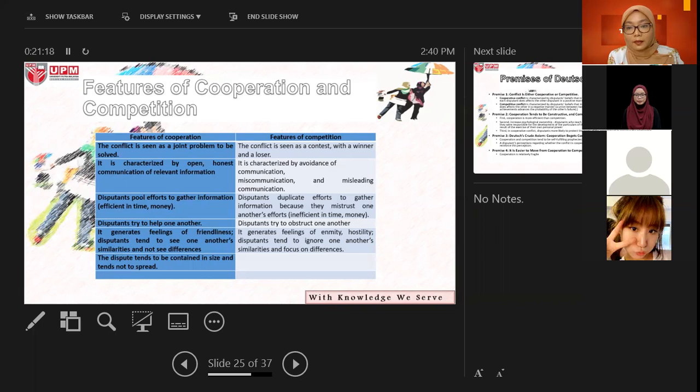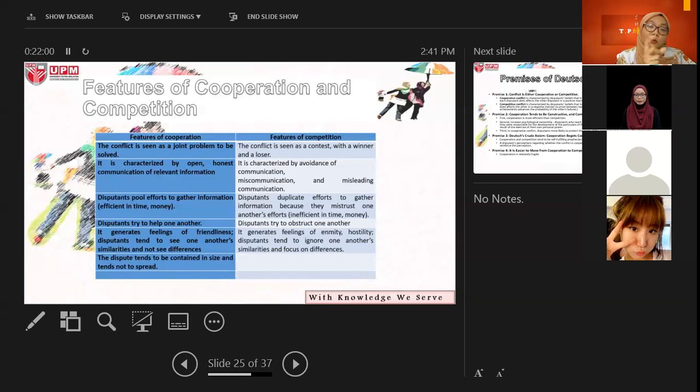Okay, and then it is characterized by avoidance of communication, miscommunication and misleading communication. So back on the issue of Siti Nordiana and friends, this is the issue. Allah, tumpah air saya. Okay, these are the main issue. They refuse to communicate. There are miscommunication between the friends and misleading in terms of communication. Okay, so conflict most of the time it happens because of failure in communication.